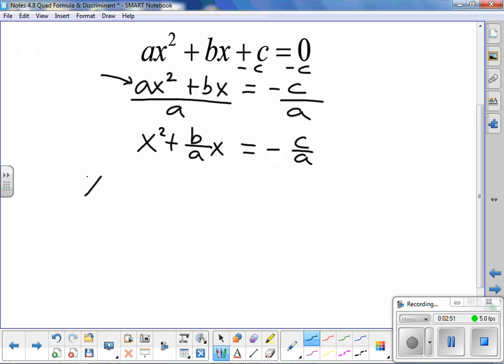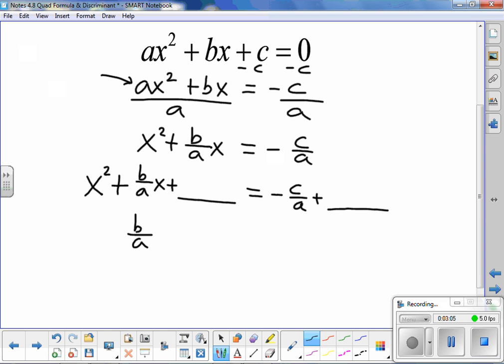So you do x squared plus b over a x plus a new piece to complete the square, equals negative c over a plus a new piece to complete the square. The new piece is b over a, and then you're supposed to divide that by 2 and then square it. But dividing by 2 is the same thing as multiplying by a half. Like if I wanted to take half of 6, I could either divide it by 2 or do 1/2 times 6 and get the same result. Since I already have a fraction here, I'm going to multiply this by 1/2. b over a times 1/2 is b over 2a.